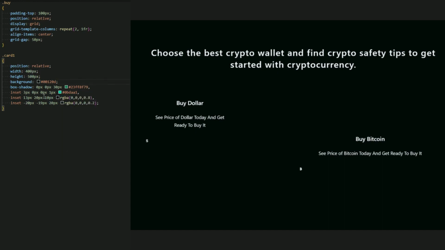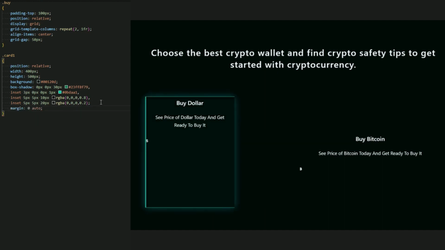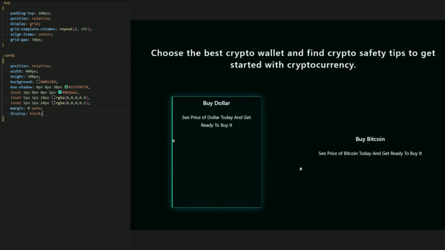Okay, this is inset. Now for the RGB, it's the same, just 5 pixel, 5 pixel, 5 pixel, and 5 pixel, 5 pixel. Okay, the margin is 0 auto, text-align center, and display block, instead of adding a position absolute. Now let me add overflow hidden, and I will tell you why I add overflow hidden when I add the animation. So now just add overflow hidden.